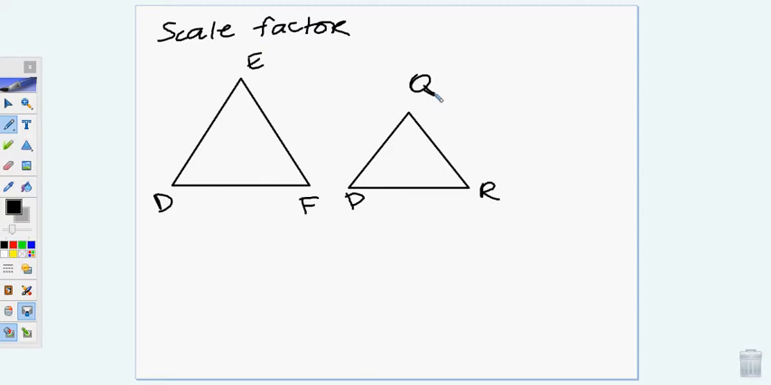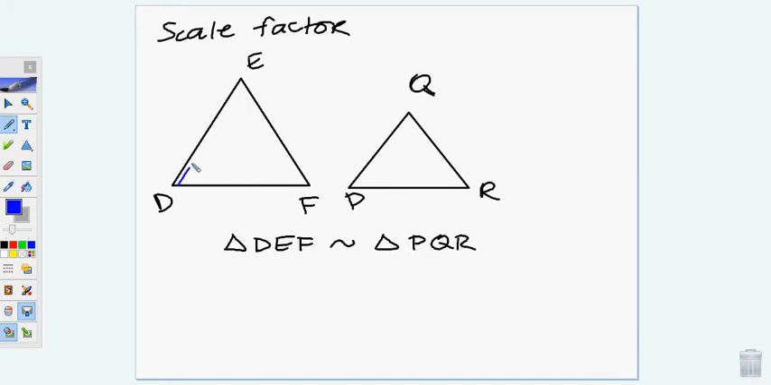All right, so I'm going to tell you that triangle DEF is similar to triangle PQR. So now you know that there exists a relationship. You know that angle D is congruent to angle P. You know that angle E is congruent to angle Q. You know that angle F is congruent to angle R. You also know that there are sides that correspond to each other, right?